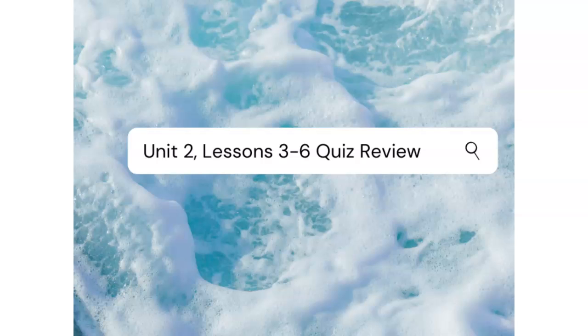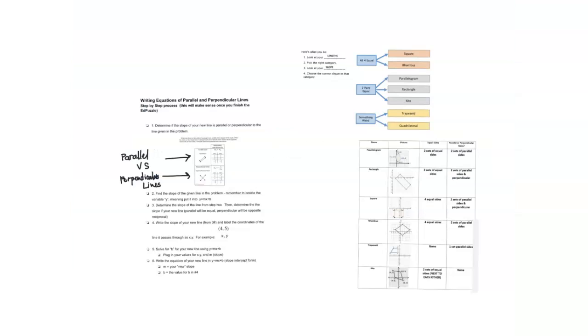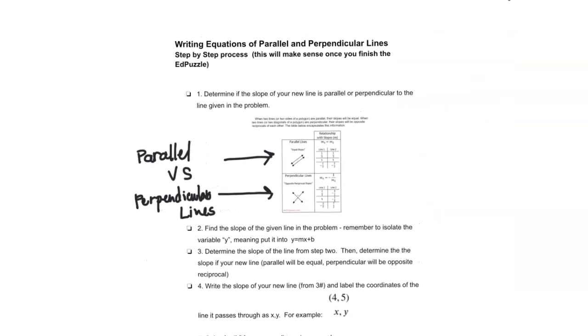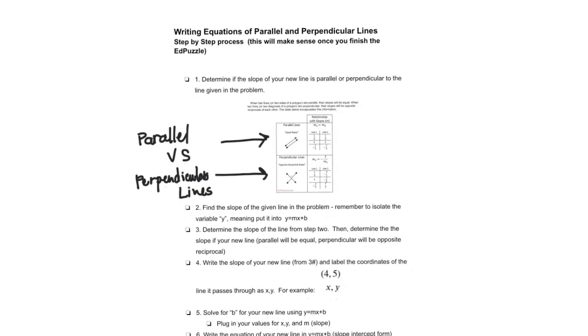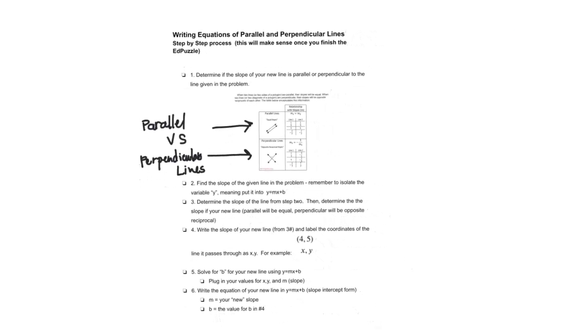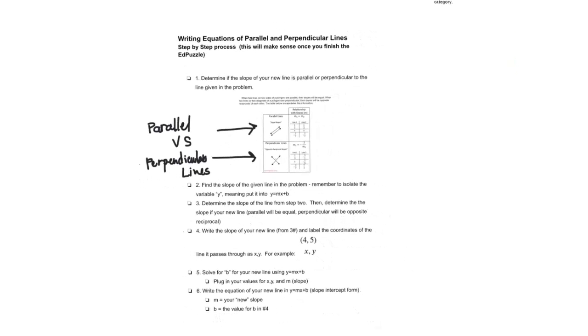Let's get started with Unit 2, Lessons 3 through 6 quiz review. On the quiz, you'll be asked to do a few different things. Very first thing, you'll be asked to write equations of parallel and perpendicular lines. Please use this document as a guide to help you with writing the equations.